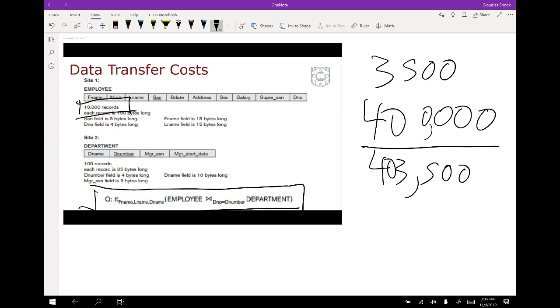So what do we need from the department table? We need the department number and the department name, right? So department number is 4 bytes, department name is 10 bytes. So instead of 3,500, we could say 1,400 here. Does that math check out? Yeah. We don't need to send the whole table. We only need to send 1,400. So here is our final result.